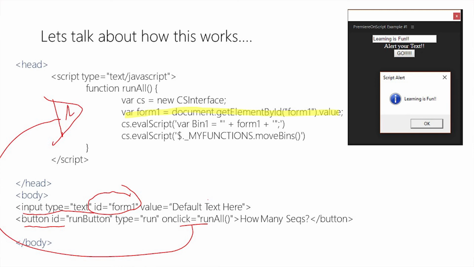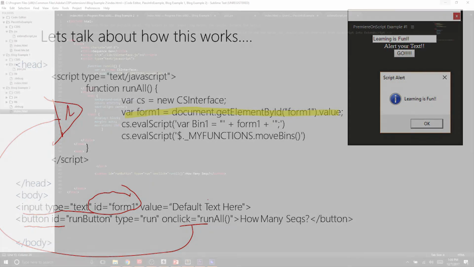And what this is doing is it's packaging up and sending off basically a line of code over to be interpreted by the Extendscript, so that when we call the next line, myfunctions.moveBins, it is going to have that variable of bin1 ready to use. So that's basically how that works.